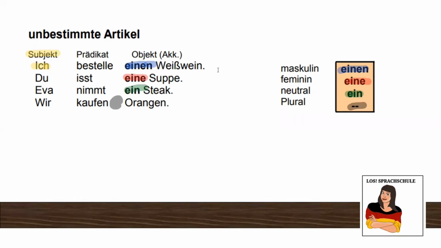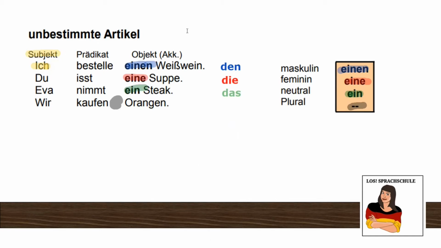Of course, we could also say ich bestelle den Weißwein. I order the white wine, depending on what you want to say. Du isst eine Suppe. You eat a soup. Of course, now you know immediately to say it with a definite one. Du isst die Suppe would be the definite version. Eva nimmt ein Steak. Eva chooses or takes a steak. Das would be the definite form.